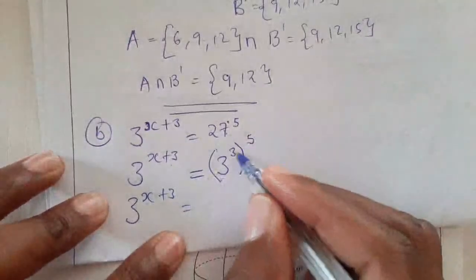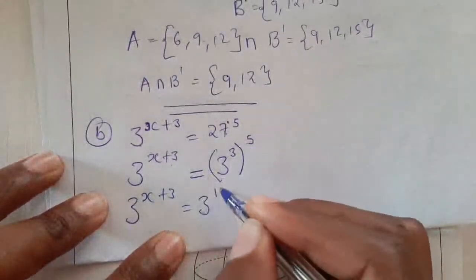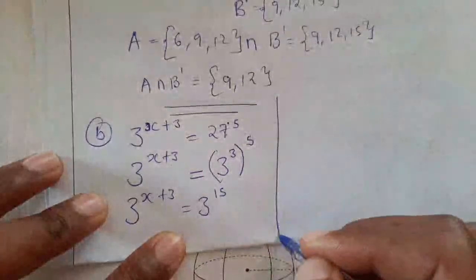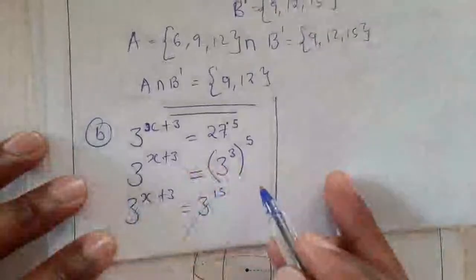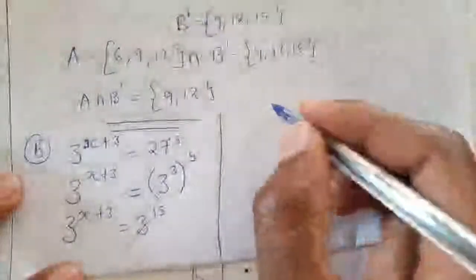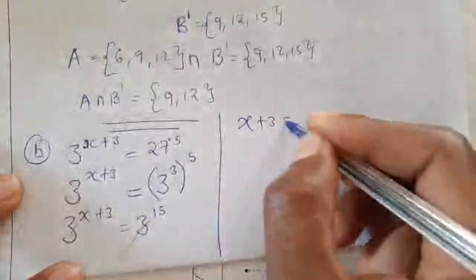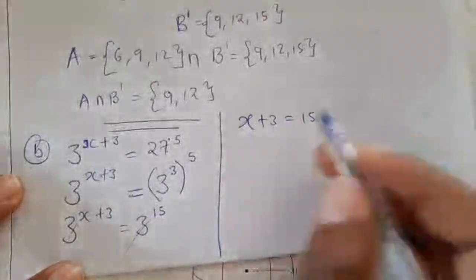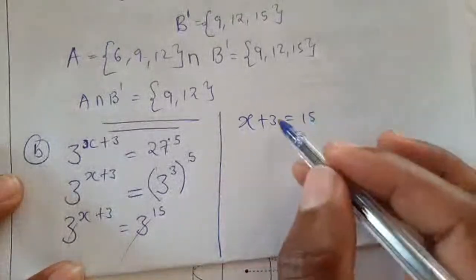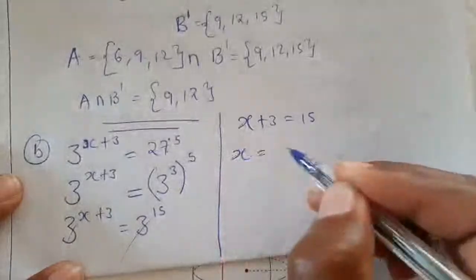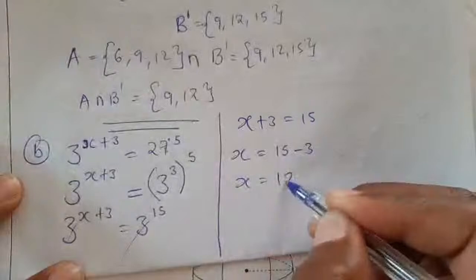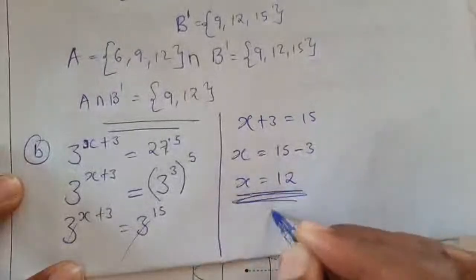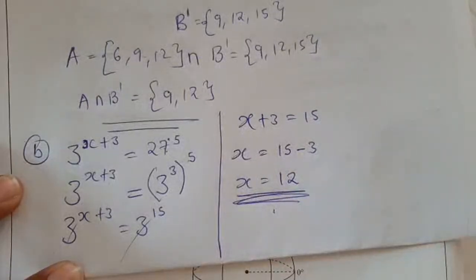Then 3 times 5 will give us a 15. Now the bases are the same, meaning we can equate the powers by saying x plus 3 equals 15. Then we solve. This is now an expression. So the 3 crossing the equal sign, we have 15 minus 3 equals 12. So the value for x is 12.